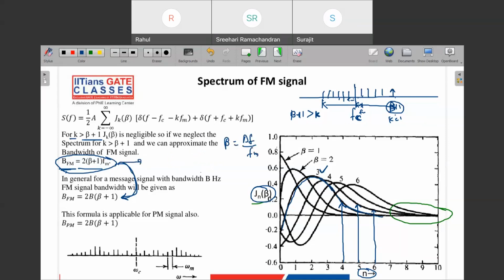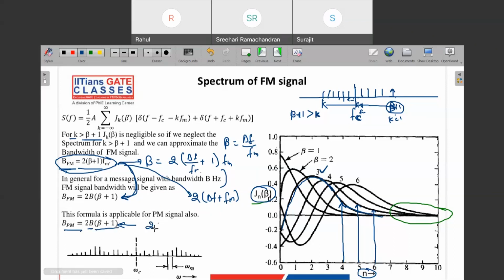Once you replace this, the bandwidth will be given as 2 into (del f by fm plus 1) into fm, or you can write it as 2 into (del f plus fm). So these two are the same formula: 2 into (del f plus fm) or 2 into (beta plus 1) into fm. And the same is applicable for the PM signal, where the bandwidth is 2 fm into (beta plus 1), where fm is the maximum frequency content. Anyone has any doubt here?